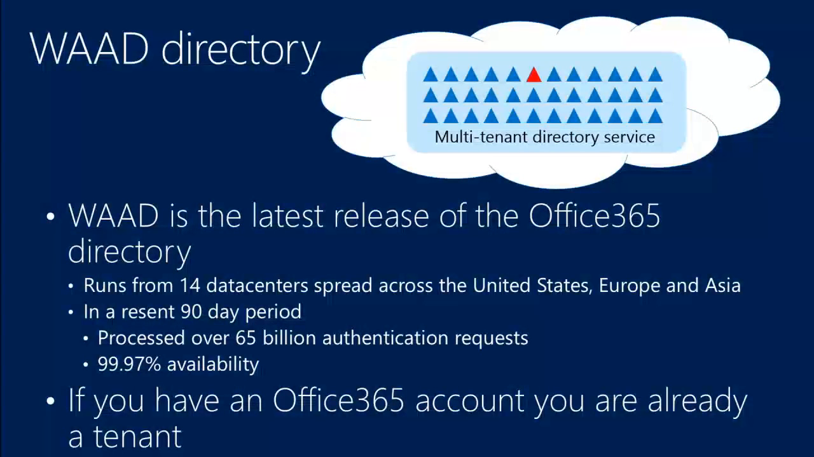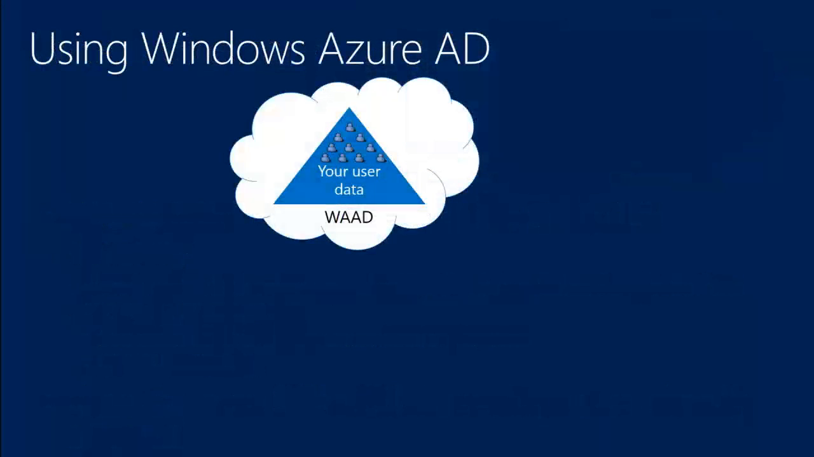9,000, I heard. 9,000 per second. Well done. Just to give you a statistic, over a 90-day period there were 65 billion authentication requests. So it's capable of scaling and being highly resilient. So what do we use it for?